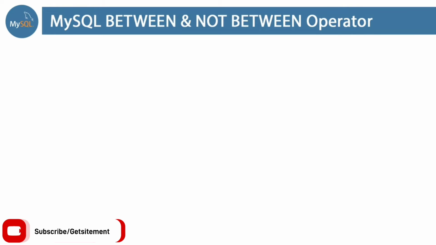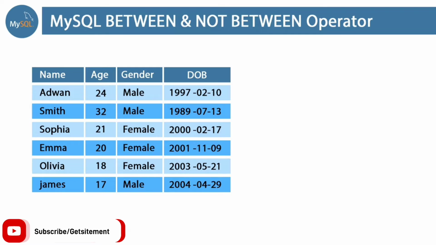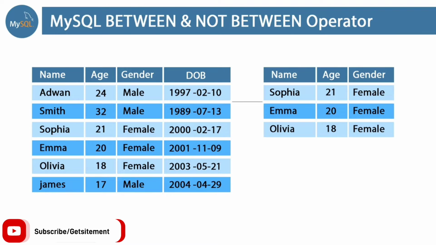In this tutorial we are going to learn the BETWEEN operator. Here you can see a student table, and inside this table we inserted some dummy data. Now I want to search for students between 18 and 21 years old, and it returns this kind of table. Only 3 students are between 18 and 21 years old: Sophia, Emma and Olivia.